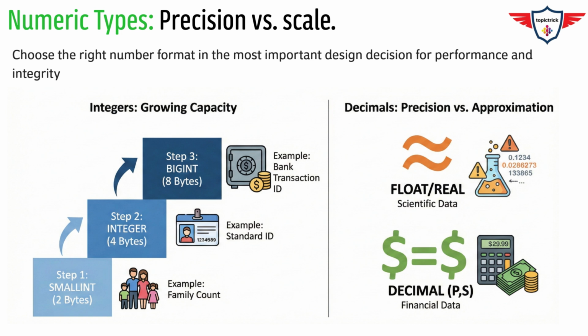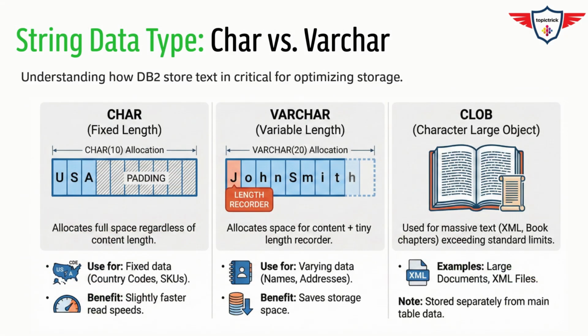Next, let's move to strings. This is text. The two heavy hitters here are character and variable character. Understanding the difference is critical for performance. Character, often written as CHAR, stands for fixed length. If you define a column as character 10 and you store the name Tom in it, DB2 will store Tom, followed by 7 spaces. It always consumes 10 bytes. This is perfect for data that is always the same length, like a 2-letter country code or a fixed product SKU.